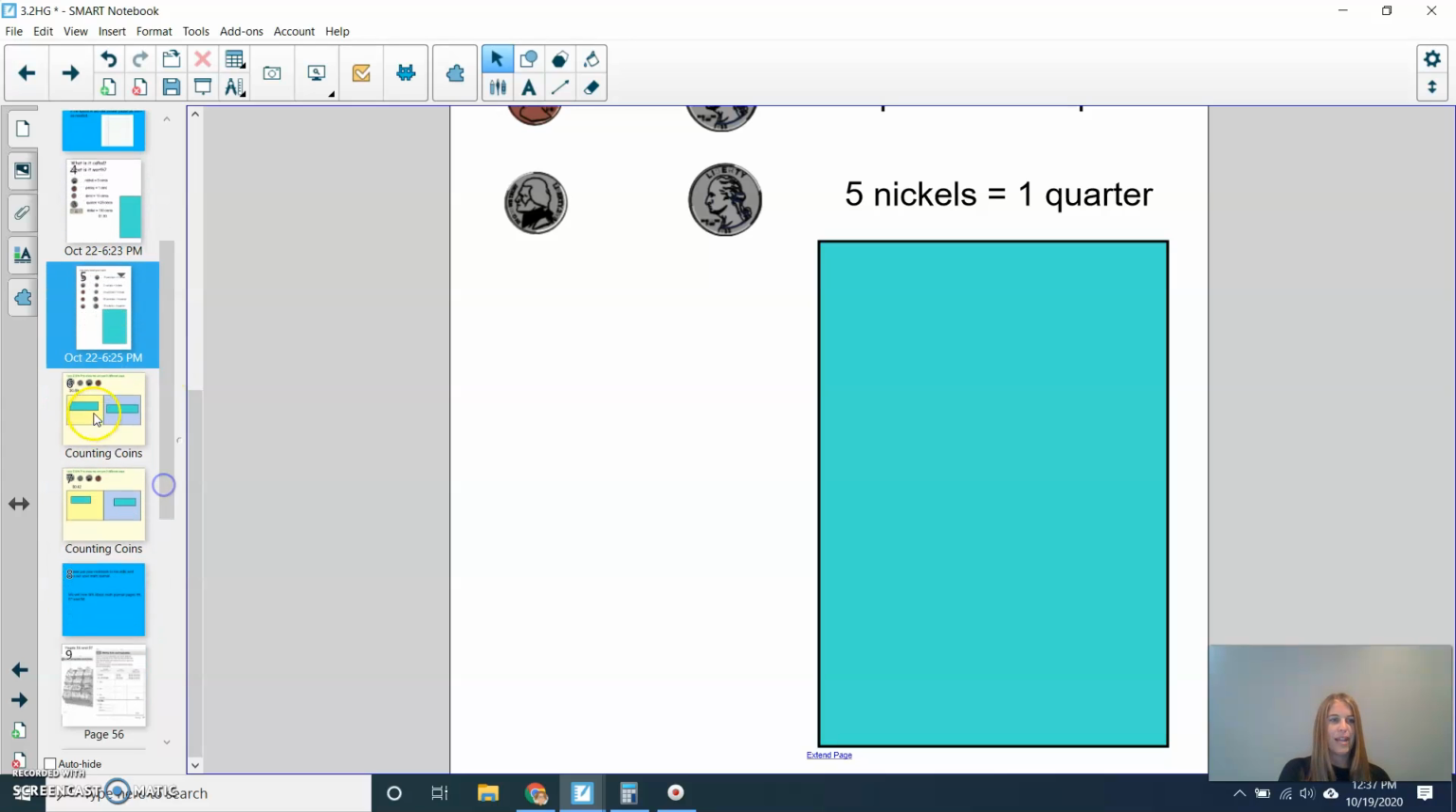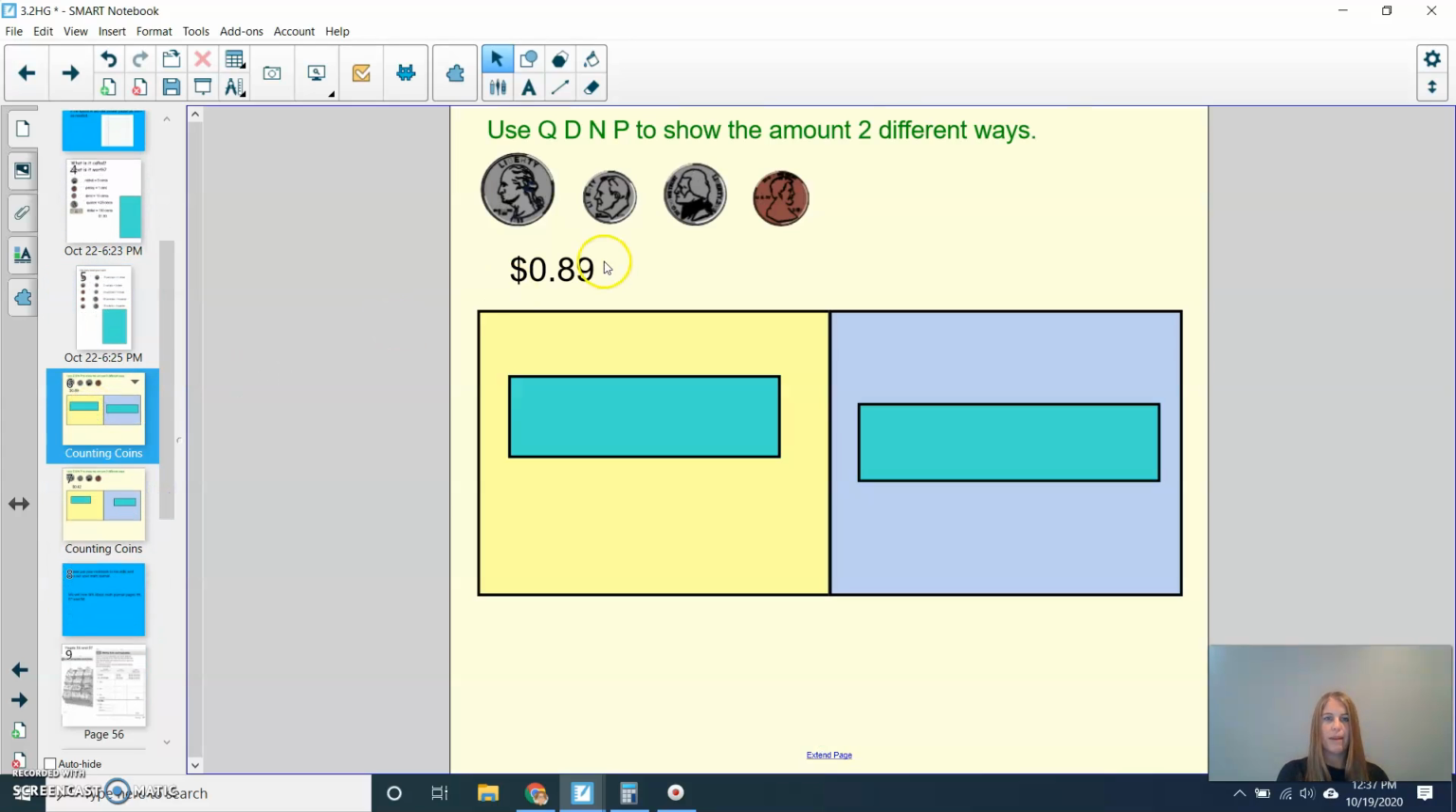The next thing that I'm going to ask you to do is I'm going to show you an amount, and I want you to tell me how you could get to 89 cents two different ways. There's lots of different ways that you could use, but can you come up with two ways using quarters, dimes, nickels, and pennies? Press pause and then play when you're ready to hear my ways.